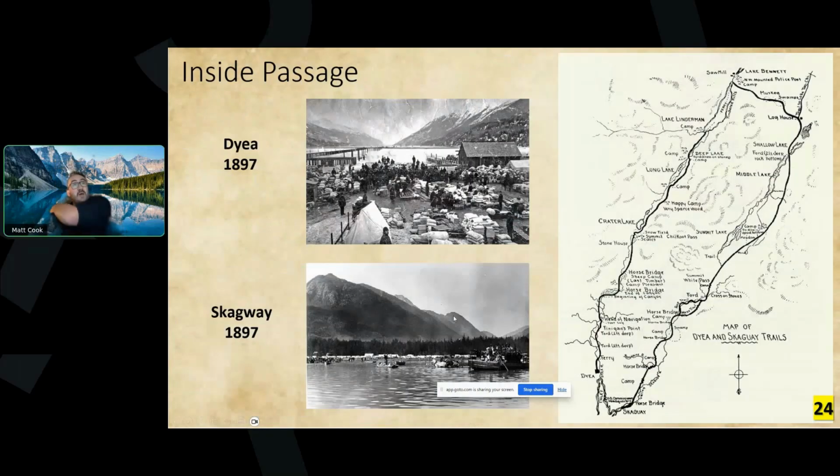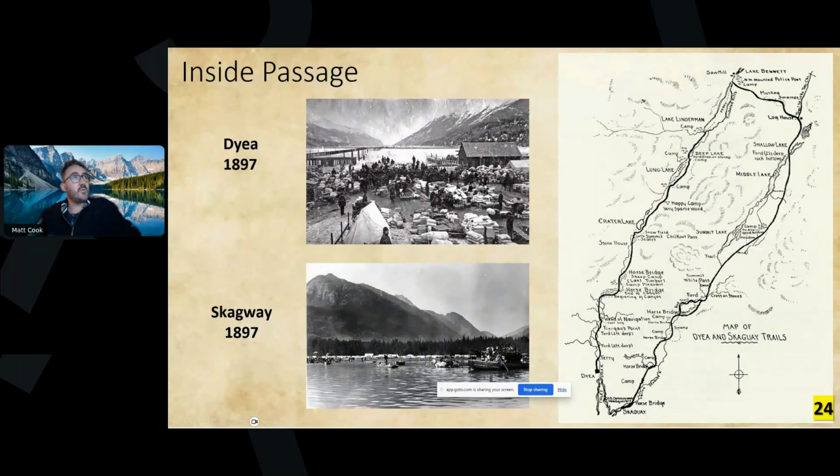So the Inside Passage. So here we go. So we're looking here at the inlet, at the sea. So you've got Skagway on the American side, and you've got Dyea on the Canadian side, and you've got essentially two passes available to you.